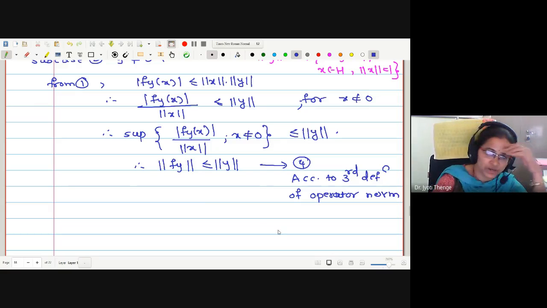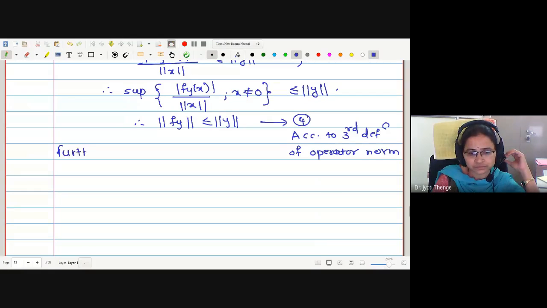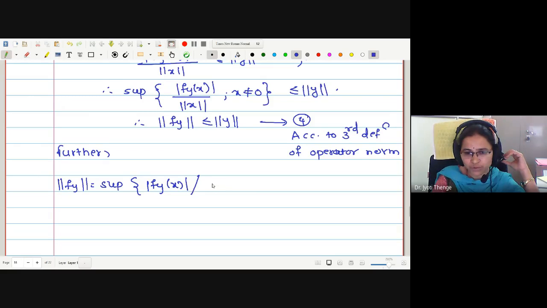One part of the inequality we have proved. Now our aim is to go for the reverse, that is proving norm of f_y is greater or equal to norm of y. Now further, we will use the definition. Norm of f_y is supremum of mod f_y operated on x, provided norm of x is 1.